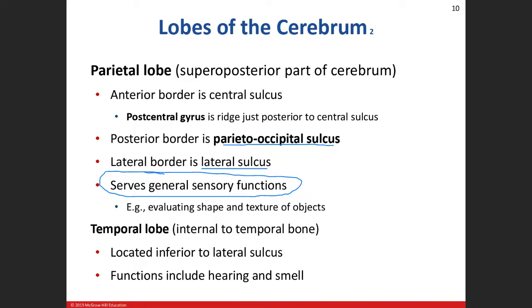All right, temporal lobe. Again, right underneath the ear.